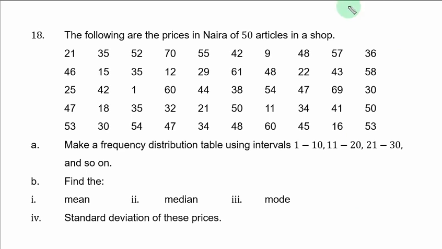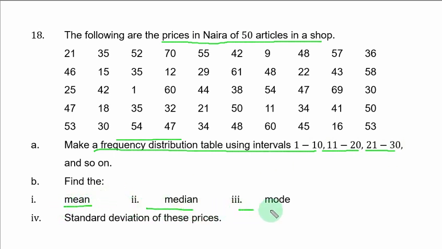Example 18. The following are the prices in Naira of 50 articles in a shop. You have the various prices. A part of the question, make a frequency distribution table using intervals 1 to 10, 11 to 20, 21 to 30, and so on. B part of the question, find the mean, median, mode, standard deviation of these prices.